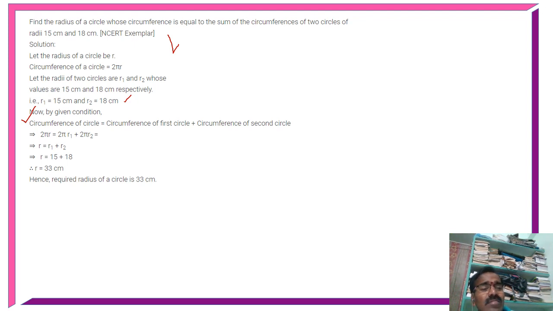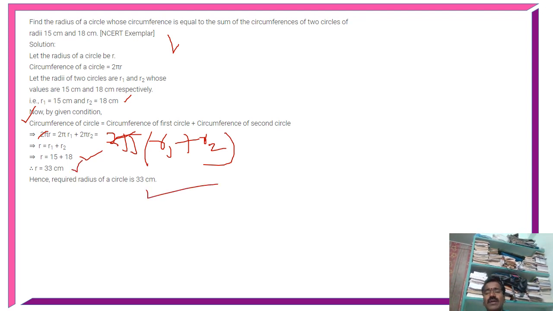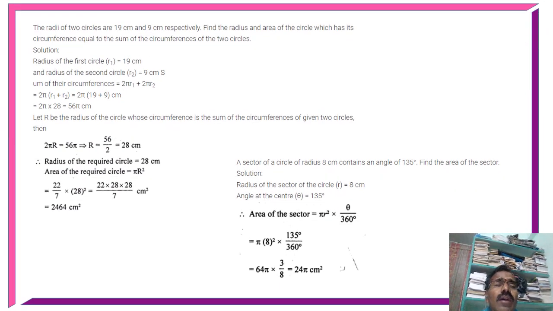2 pi is factorized here, students. Factorizing, 2 pi of r1 plus r2. If we transpose to the other side of the equality, it becomes division, and anyhow they cancel each other. So here 2 pi cancels. After cancellation, we got r equals r1 plus r2, so the radius of the new circle is the sum of 15 and 18, 33 centimeters. This is one of the applications on area and radius of a circle. Let us go with the next model.